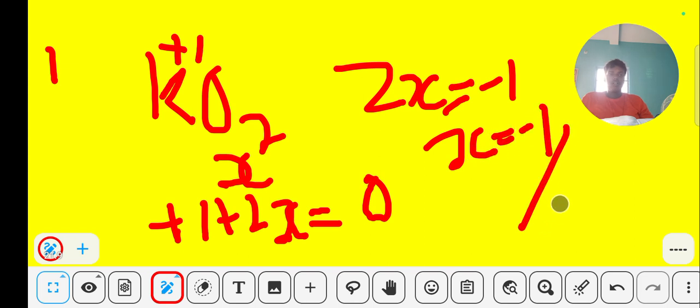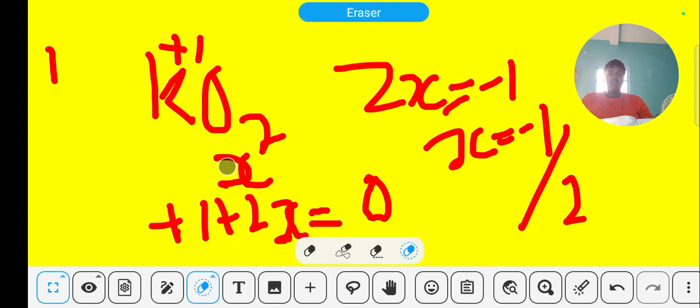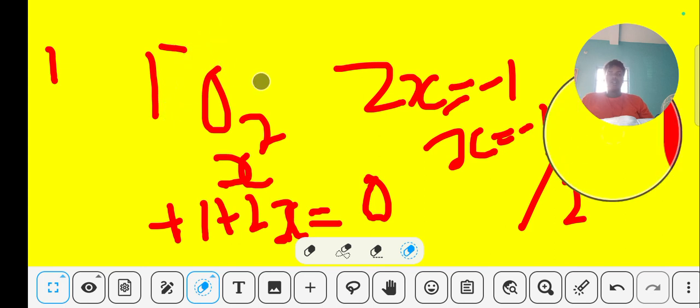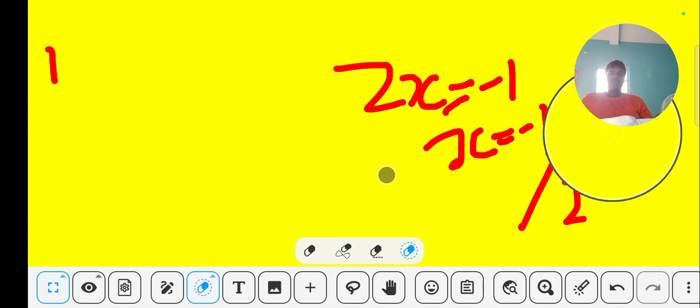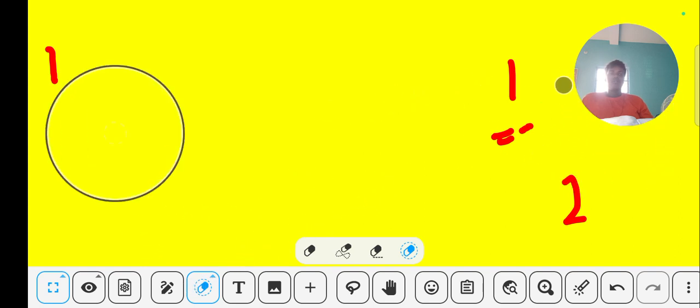Now let's talk about another exception, that is the fluorides of oxygen: O2F2 and OF2. So let's talk about OF2.